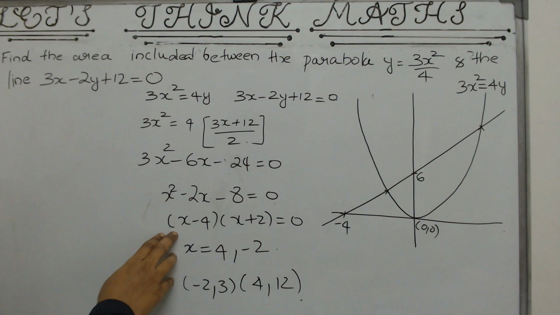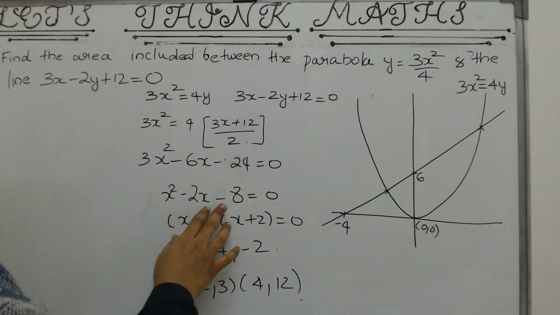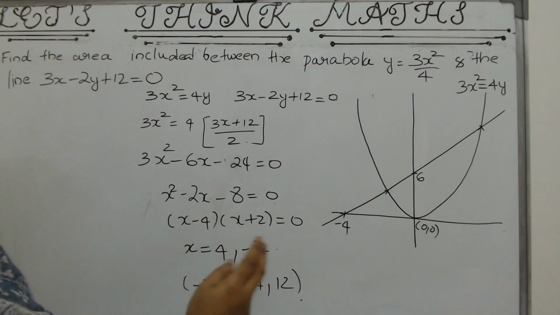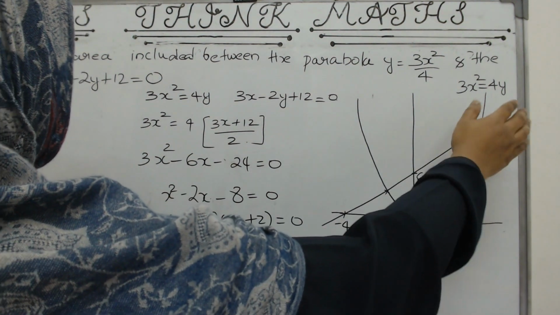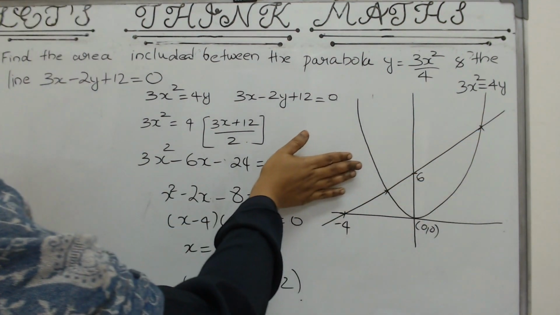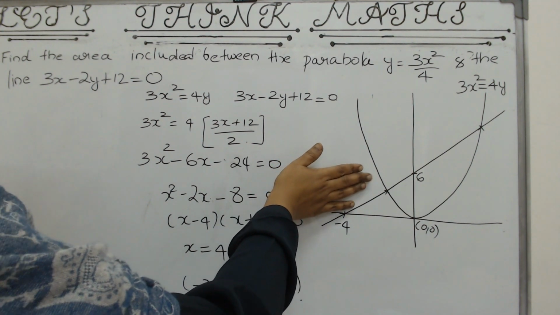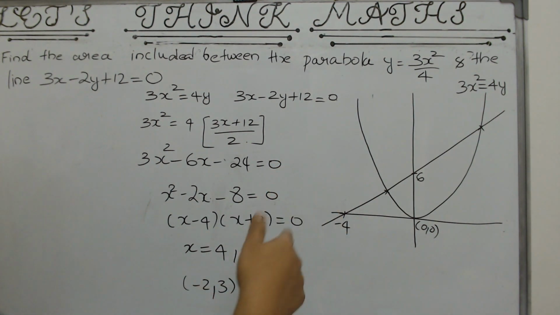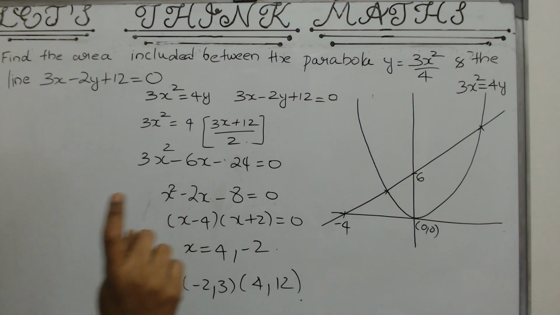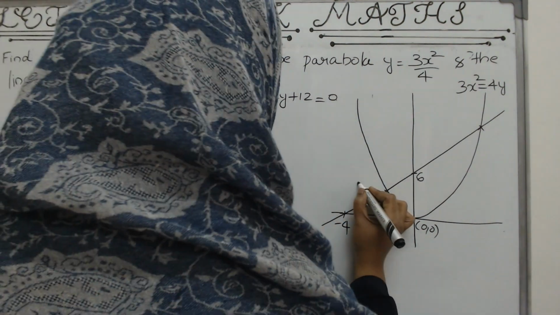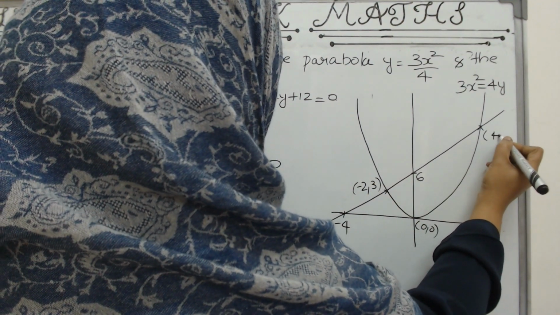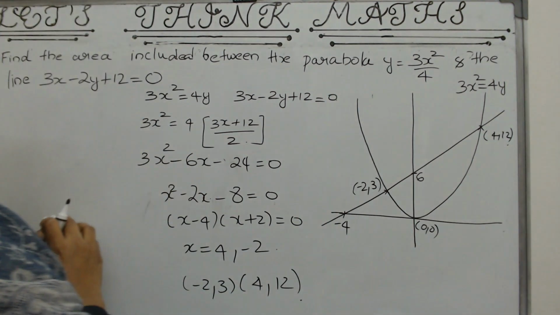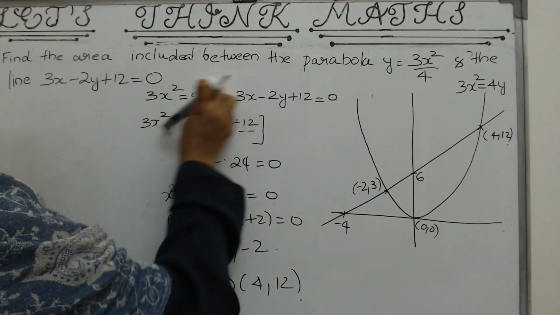We get an equation in x, which is what? X square minus 2x minus 8. Solving, we get 2 values for x, one positive and one negative. Why is that? The positive point is where it intersects the parabola in the first quadrant. But you see it also intersects it in the second quadrant, where x will be a negative value. So therefore you get 2 values. So the first one here will be minus 2, 3, and this will be 4, 12. So there you have the points where the parabola and the line intersect.